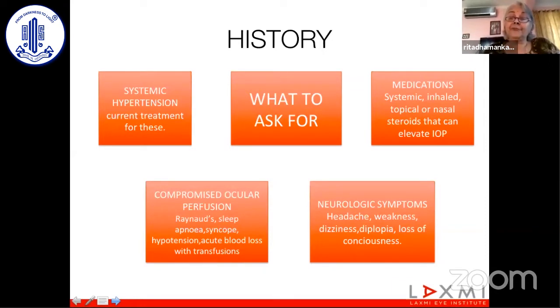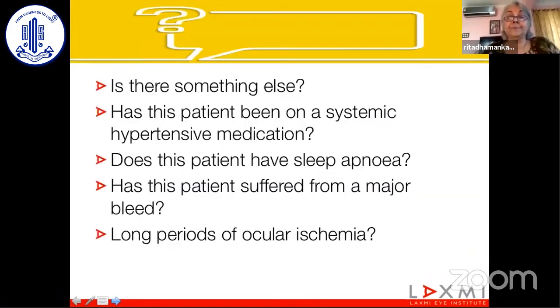Then you've got to think of compromised ocular perfusion. So you have diseases like Raynaud's, like sleep apnea, syncope, hypotension, acute blood loss with transfusions, which could all give rise to a compromised ocular perfusion. And neurologic symptoms like headache, weakness, dizziness, diplopia, or loss of consciousness. All of these and more can actually lead you to what you need to know.